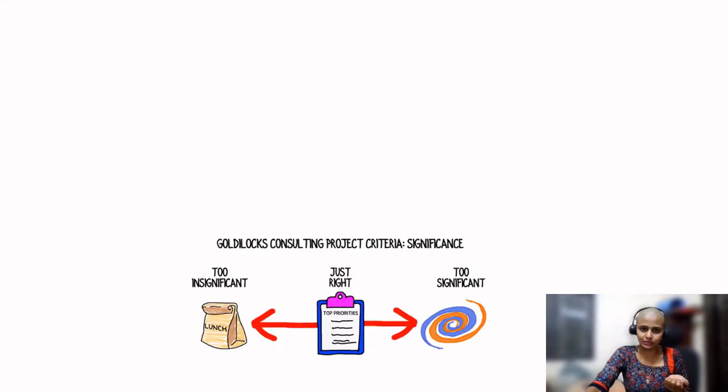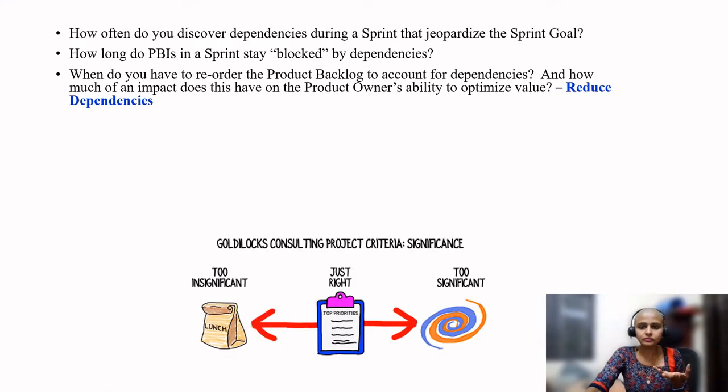Moving on to the next question. How often do you discover dependencies during a sprint that jeopardize the sprint goal? How frequently are we discovering the dependencies? A few dependencies will definitely jeopardize the sprint goal. I used to face this issue. In between, team members will raise that these are all my dependencies, so it is jeopardizing my sprint goal.